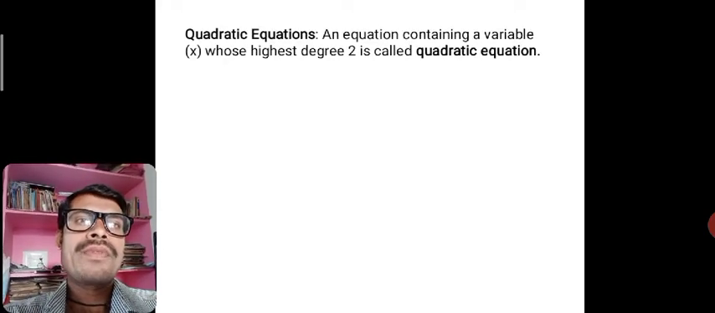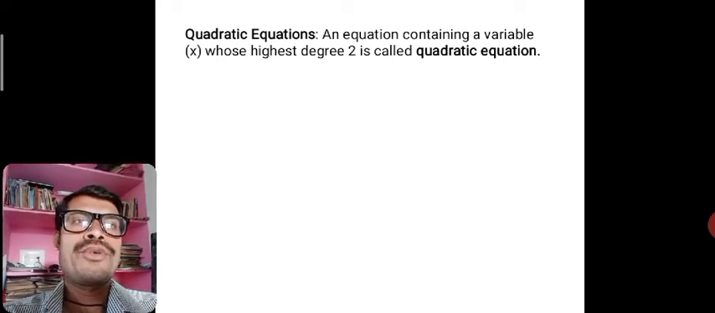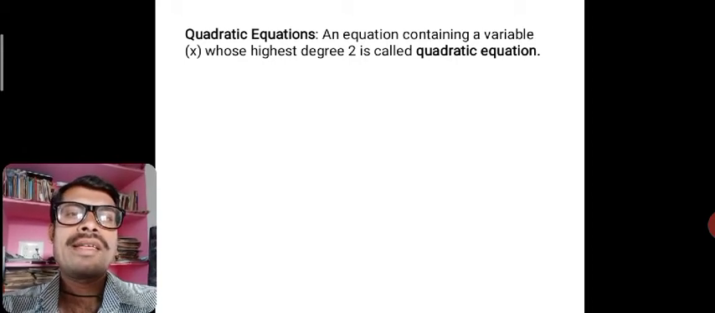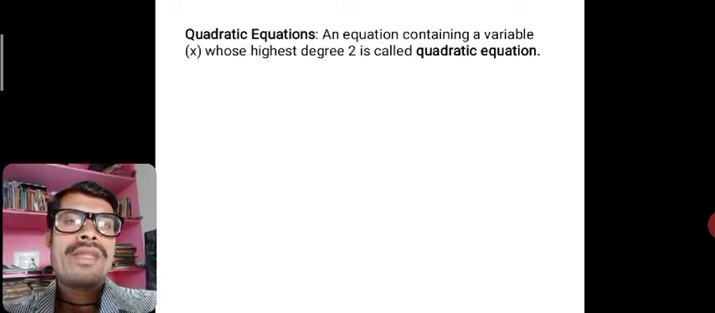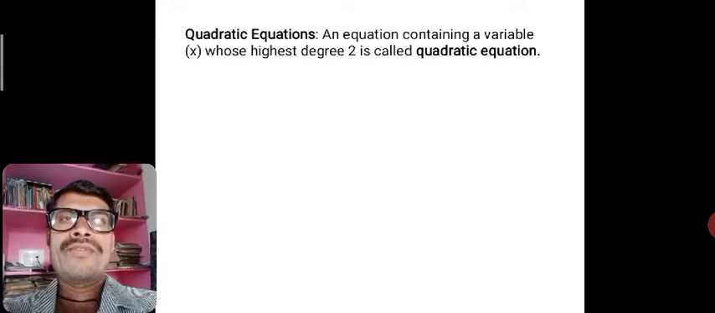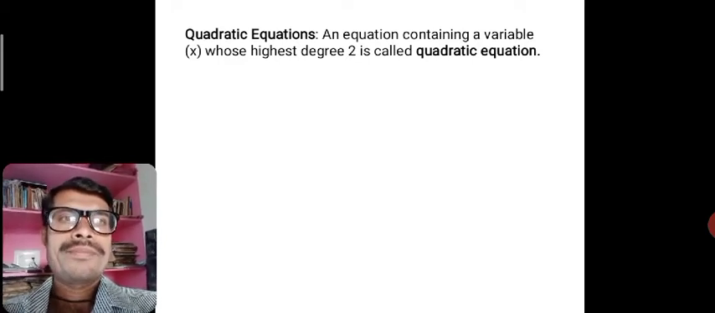In the previous standards, we learned the meaning of expressions and equations. Here, a quadratic equation is a special type of equation: an equation containing a variable whose highest degree is 2 is called a quadratic equation. As the degree is 2, it always has 2 roots. If we solve any quadratic equation, we get 2 roots for it. The solutions of the variable in the equation are called roots.